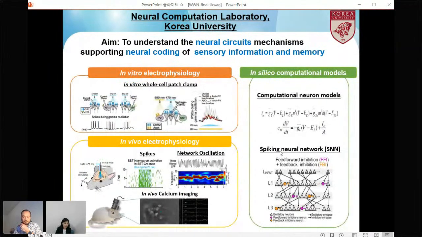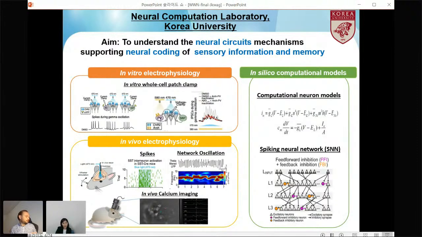So as I just mentioned, we are using a lot of methodologies. So first of all, I started off as an in vitro electrophysiologist, doing whole cell patch clamp recordings and identified neurons in the hippocampus and in the cortex.